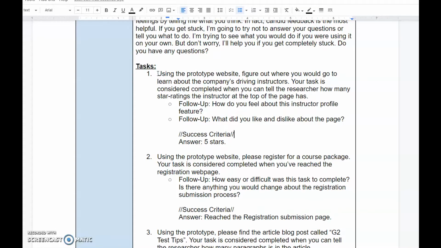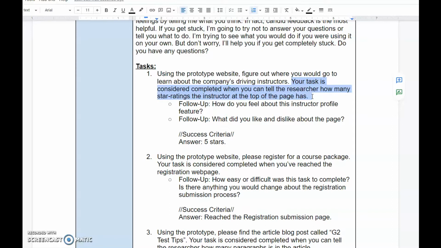So the first task was: using the prototype website, figure out where you would go to learn about the company's driving instructors. Your task is considered completed when you can tell the researcher how many star ratings the instructor at the top of the page has. Now, you don't always have to have this kind of success criteria there, but I wanted to put it in because I knew that for some of my usability tests, I wouldn't be able to moderate them and watch the participants do it live.